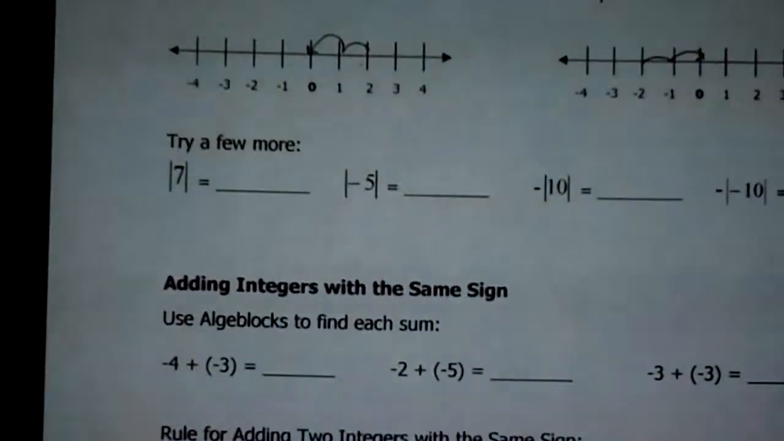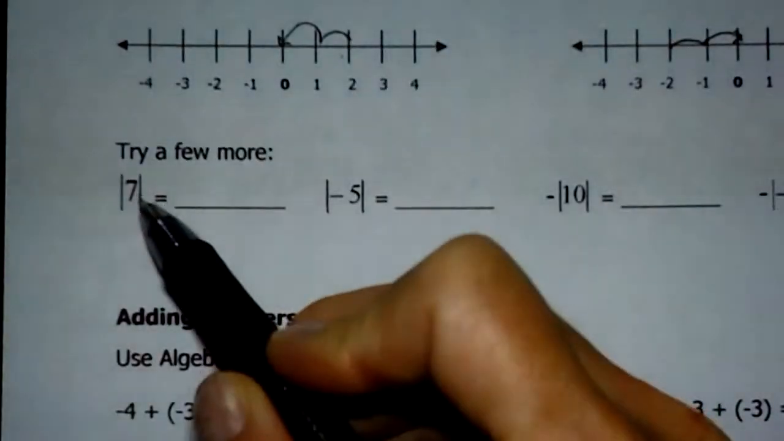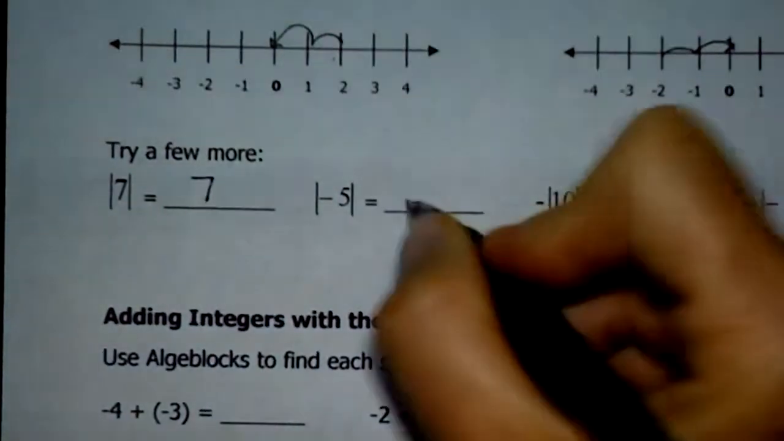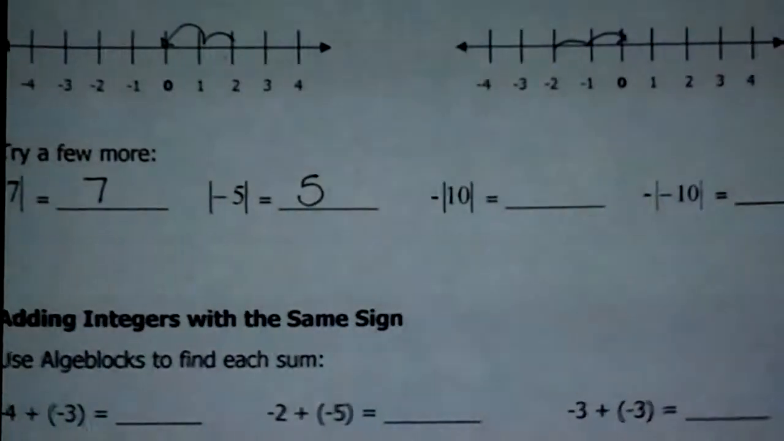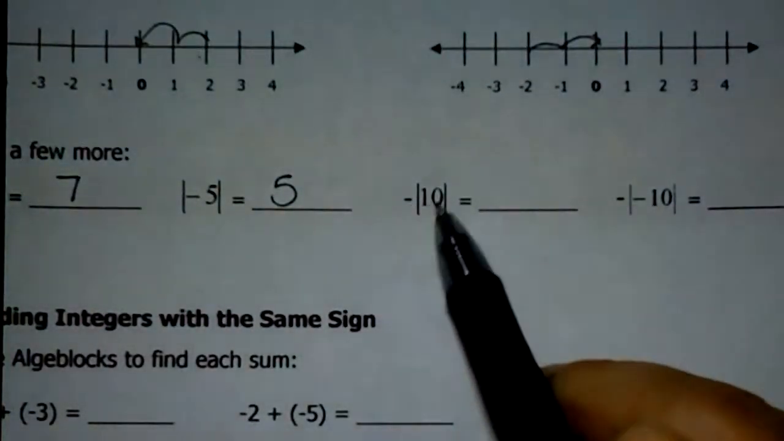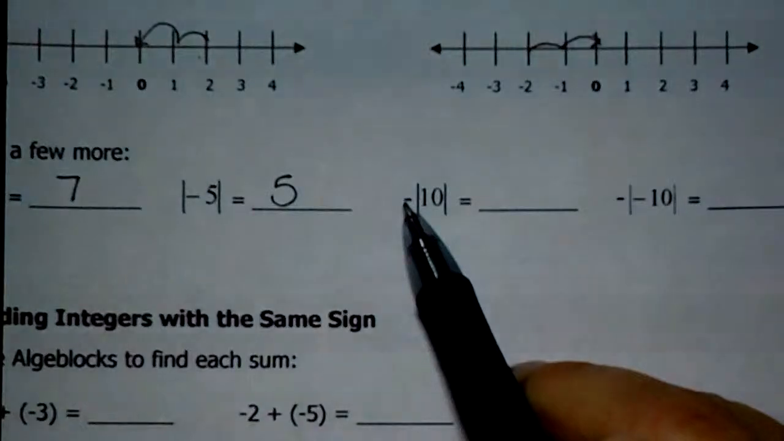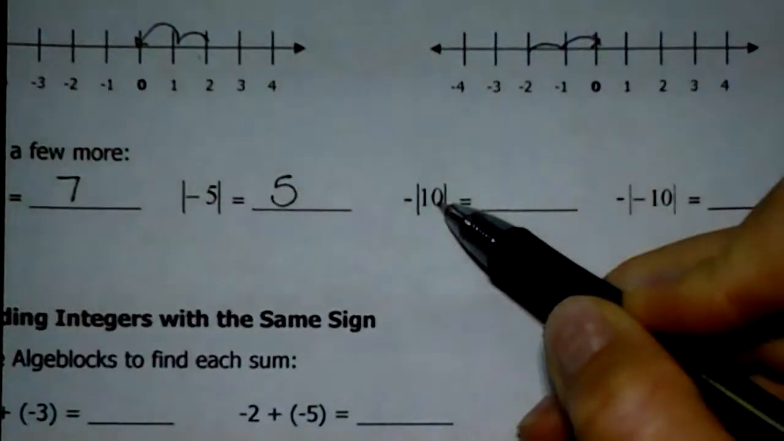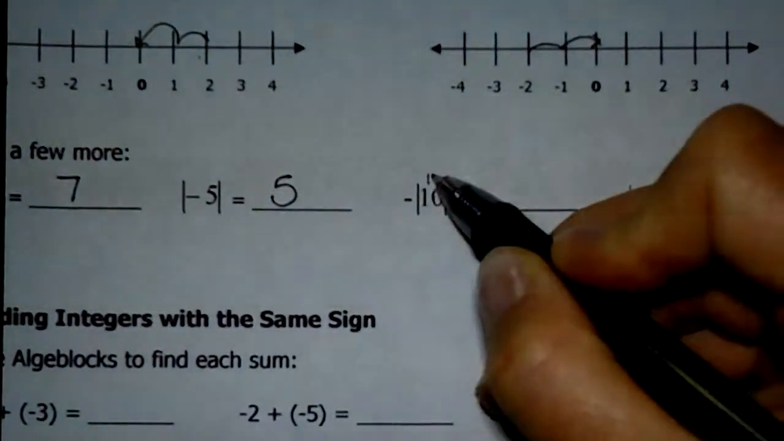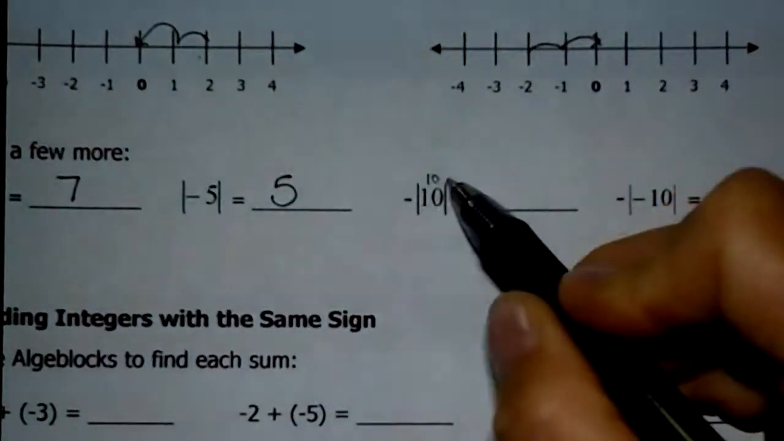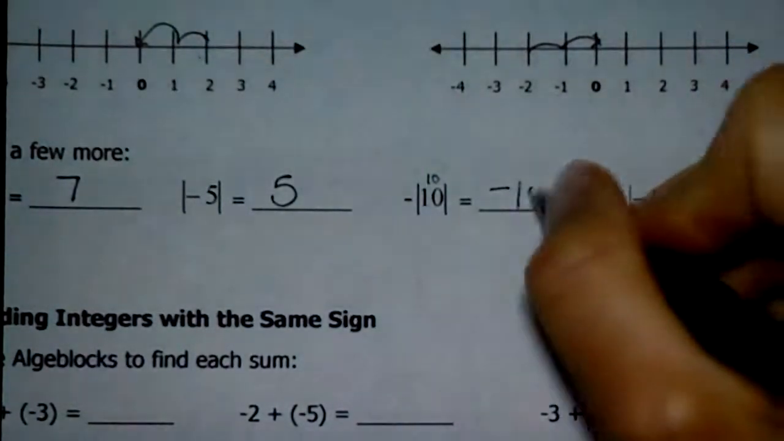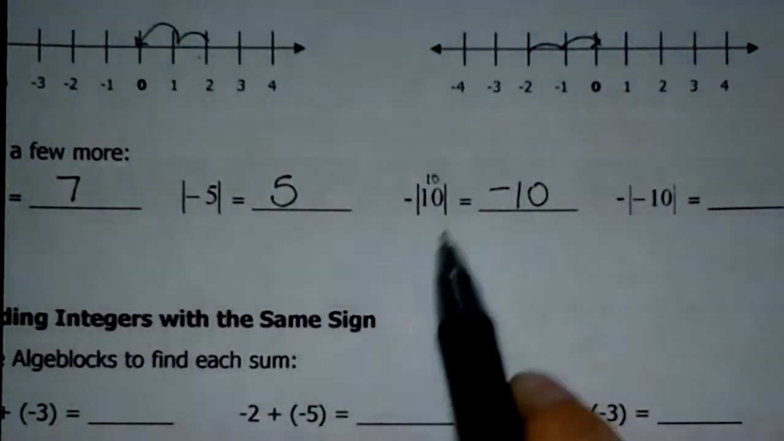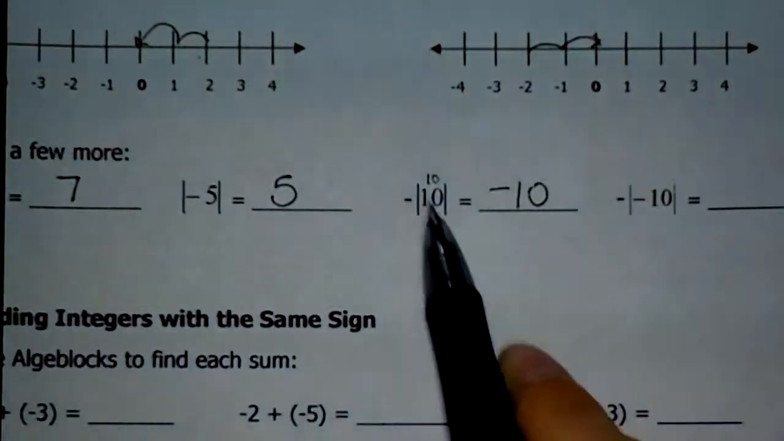Let's try a few. So the absolute value of 7, how far away from 0 is 7? 7. How far away from 0 is negative 5? 5. Now this one's a little bit trickier because do you see how this negative sign isn't written inside the brackets? That means I'm not taking the absolute value of this. This means I want the opposite of whatever the absolute value of 10 is. So how far away from 0 is 10? It's 10 away, and the opposite of 10, because it's on the outside, is negative 10. So we're not saying that the absolute value is negative 10. We're saying that the simplest form of this expression is negative 10, because that's not inside.